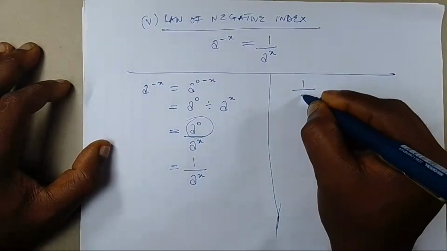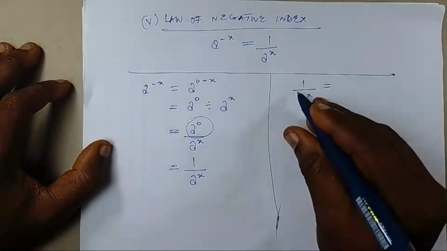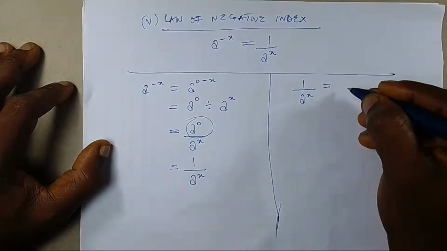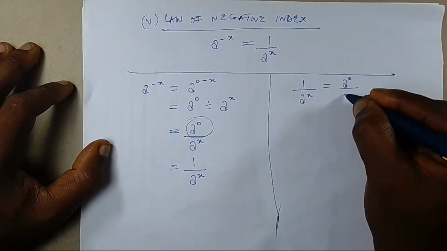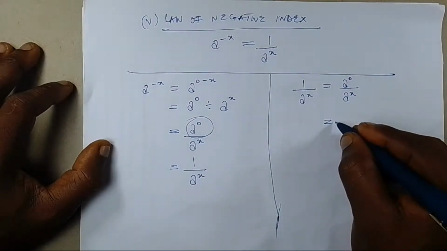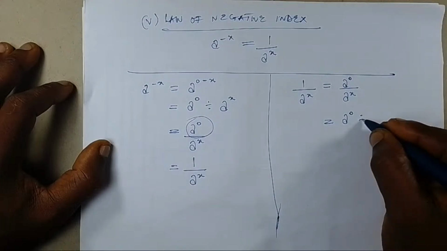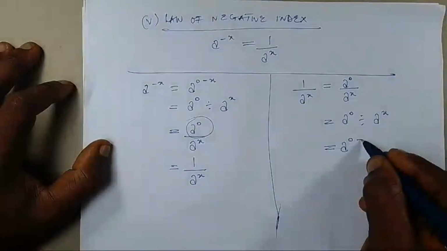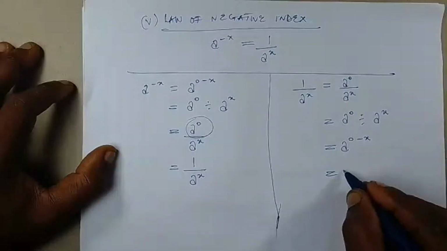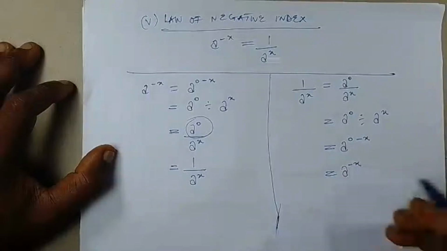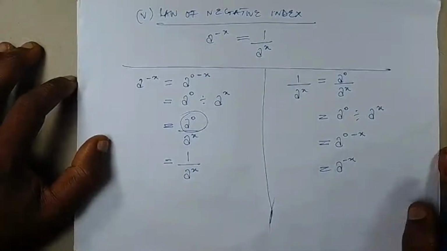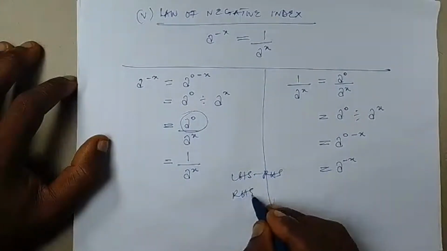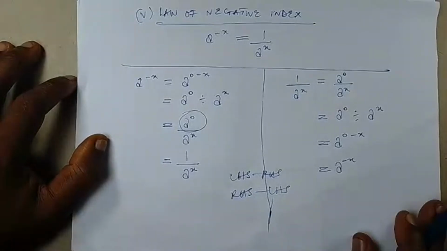If I choose to prove from the right to left, I could move from right now to left, as 1 over a raised to power x is the same thing as a raised to power 0, which is 1, all over a raised to power x. And the a raised to power 0 divided by a raised to power x can also, by the subtraction law, be written as a raised to power 0 minus x. And this a raised to power 0 minus x is minus x. So whichever way you want to go, whether from left hand side to right hand side or from right hand side to left hand side, this law is true.